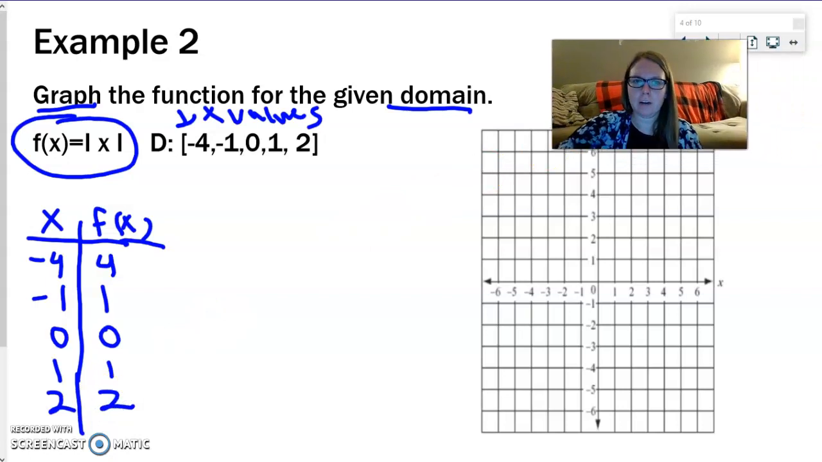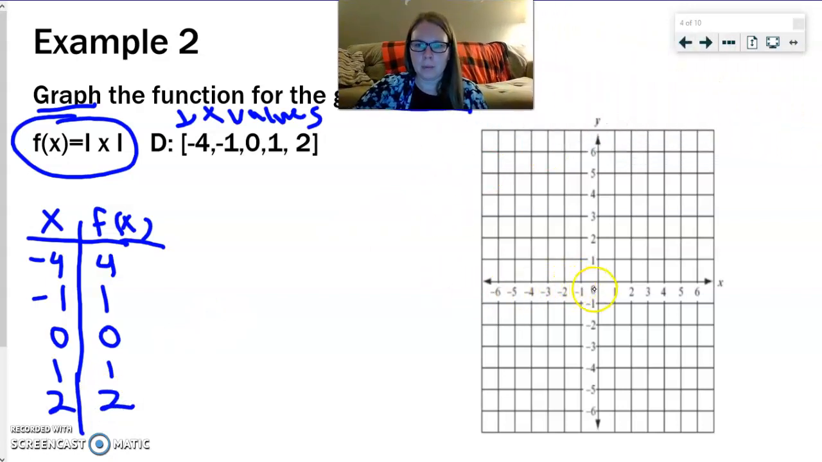So when I go over here and graph those, I plot -4, 4. I'm going to plot -1, 1. I'm going to plot 0, 0. I'm going to plot 1, 1. And I'm going to plot 2, 2.